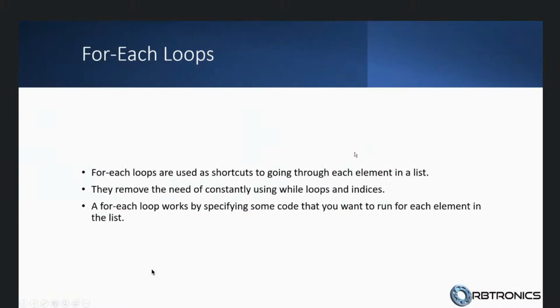Alright, let's move on. For each loops are used as shortcuts to going through each element in a list. They remove the need of constantly using while loops and indices. And for each loops work by specifying some code that you want to run for each element in the list. So let's look at our for each loop.